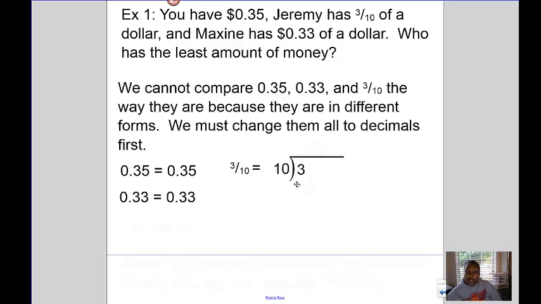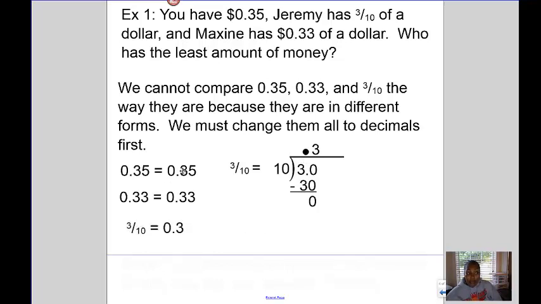So I'm trying to divide 10 into 3. 10 can't go into 3, so I have to add a decimal and a 0. I'm going to bring that decimal up and then divide. So 10 can go into 30 3 times. And then I subtract and I get 0. So then that means that 3/10 is equal to 0.3.